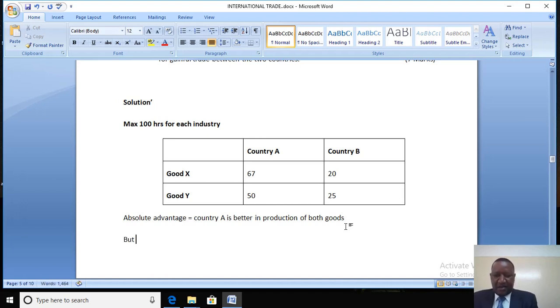But when you consider comparative advantage, you will say, when you consider comparative advantage, yes, there will be gainful trade.